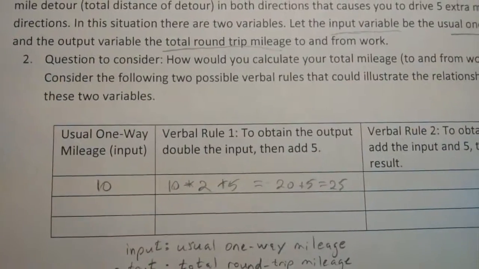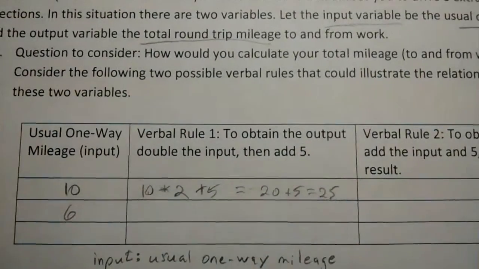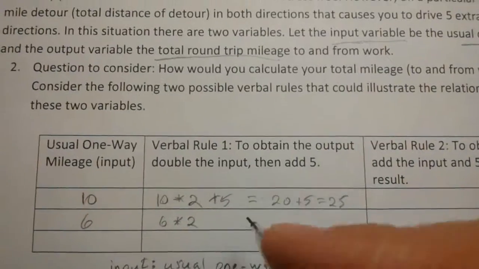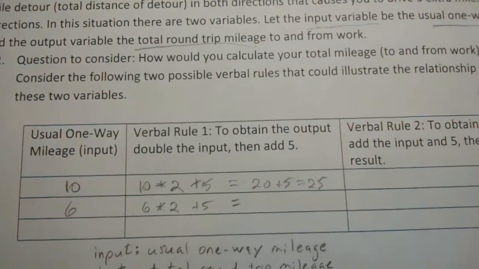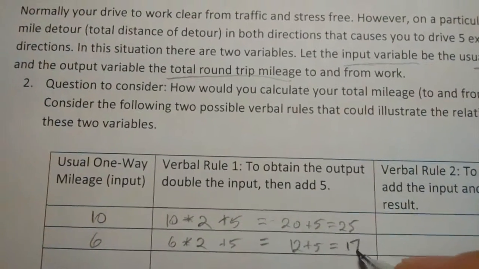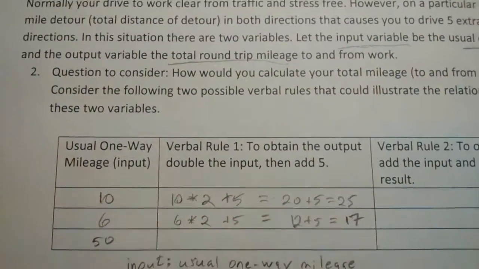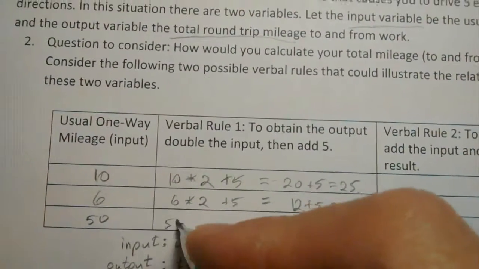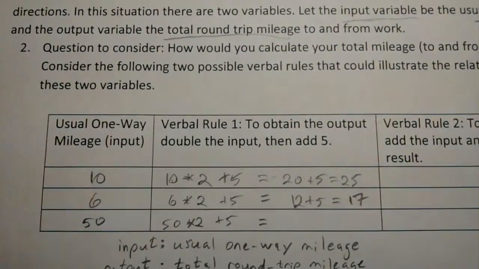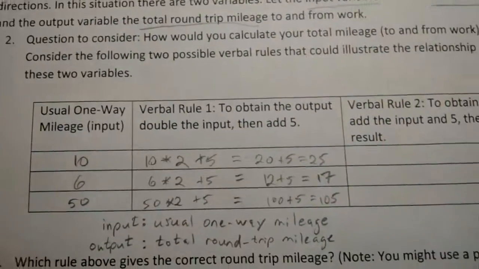Let's do another one, just to get a feeling for this verbal rule. Let's say it was 6, so you live close. This verbal rule says we would double that, because you're going to and from, and then you add 5 because of the detour. So that's 12 plus 5 equals 17. And let's do one more. Let's do 50, so you have to go across town. So we're going to double that and add 5 because of the detour, so that's 100 plus 5, or 105.